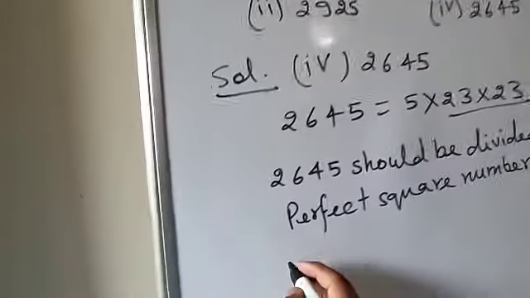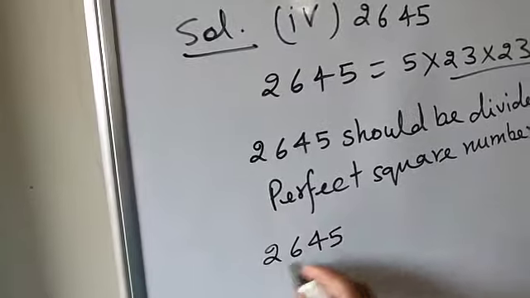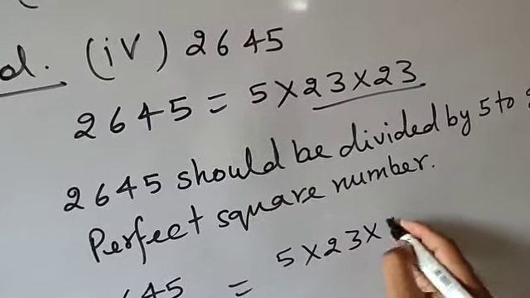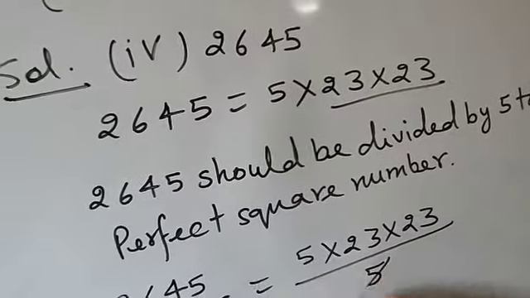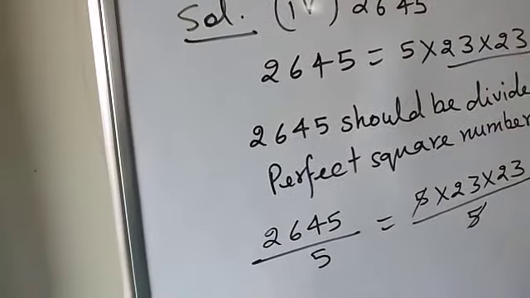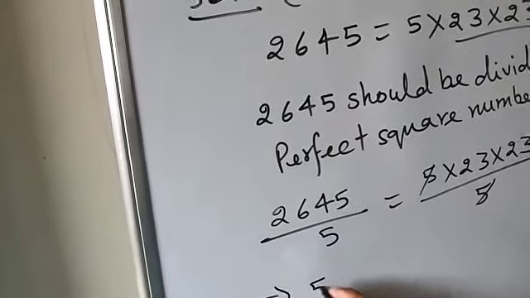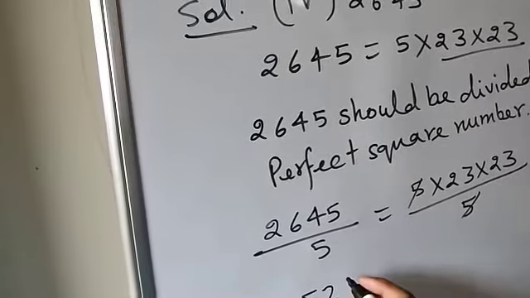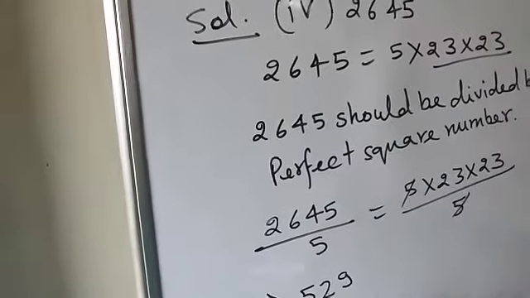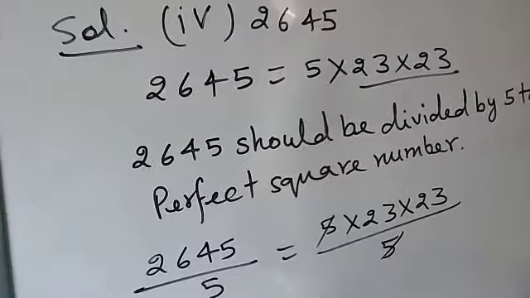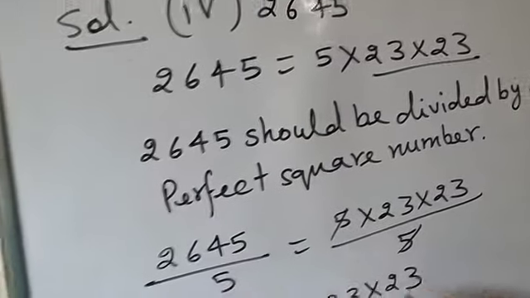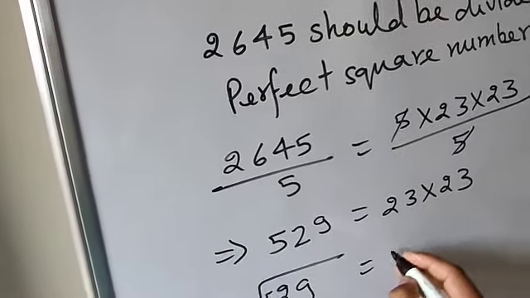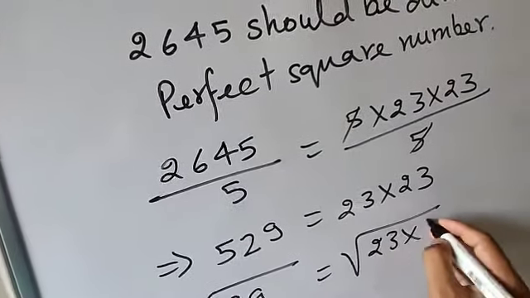Now divide that number by 5. Then 2645 upon 5 is equal to 5 into 23 into 23 divided by 5. So here 5 and 5 will be cancelled, and if you divide it by 5, you will get 5 5s are 25, 5 2s are 10, and 5 9s are 45. That will be 529. It is equal to 23 into 23. Now you need to find the square root. So 529 equals the square root of 23 into 23.